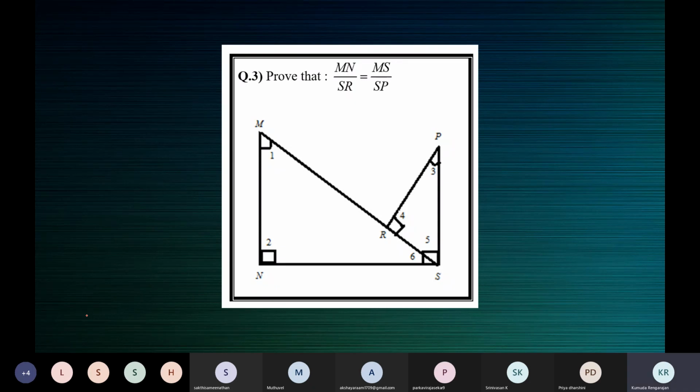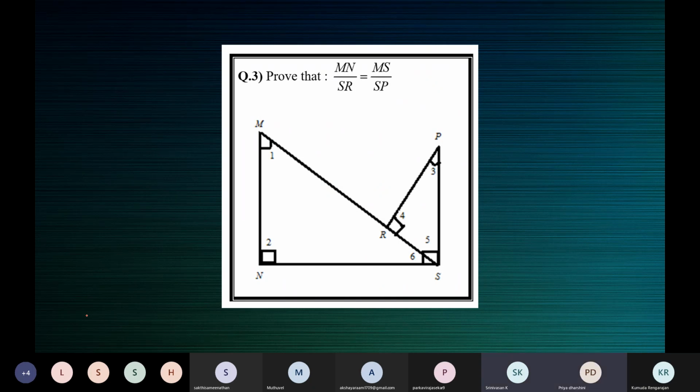The right angles are marked. Angle, the 90 degrees. The perpendiculars are already given to us. MNS is 90 degrees. Yeah, the perpendiculars are given to us. Tell me, which are the two triangles which we need to prove are similar?